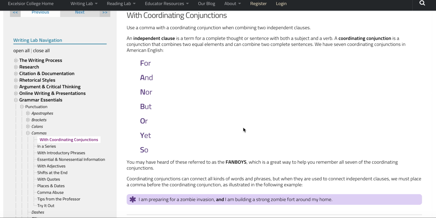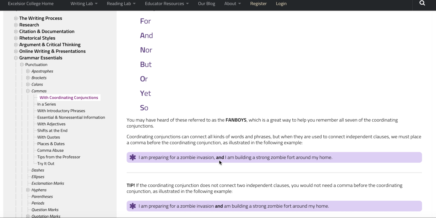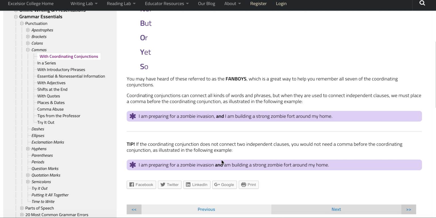If you are using these words to join two complete thoughts, then you need a comma before one of those words. Here's the example. I am preparing for a zombie invasion, and I am building a strong zombie fort around my home. So here I have one complete thought. Here I have a second complete thought. Subject verb, subject verb. I know I have 2 complete sentences. I must have the comma with the and in that sentence.